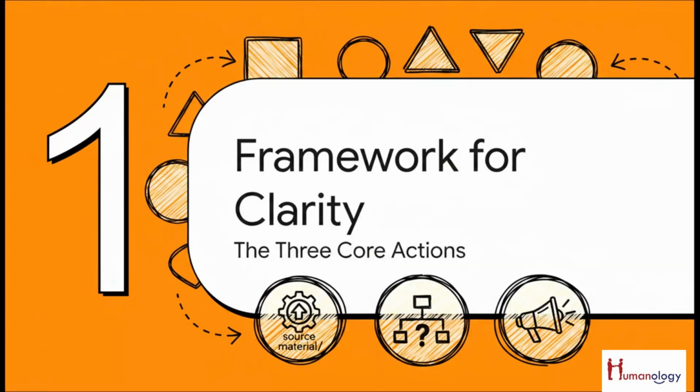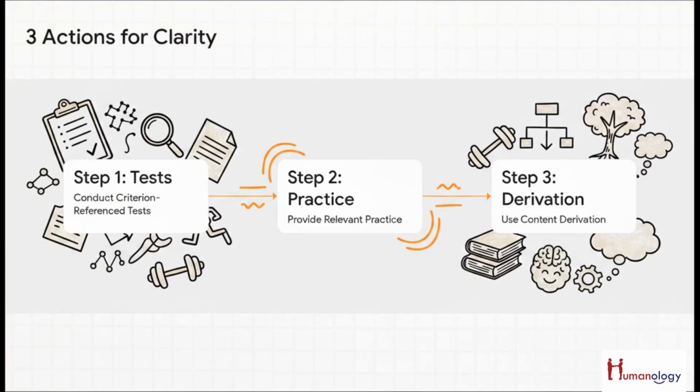And that brings us to the heart of this whole explainer. We've dug into the source material and boiled it all down to a simple but seriously effective framework. And it's all built on 3 core actions. These are our 3 pillars. 1, criterion reference tests. 2, relevant practice. And 3, content derivation. Now I know they sound a little academic, a little jargony, but trust me, the ideas behind them are super straightforward and incredibly powerful. Let's break down exactly what each one is all about.